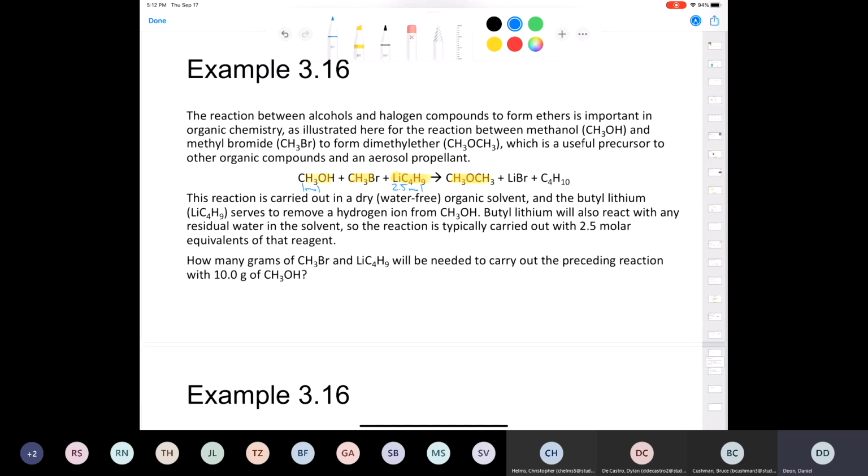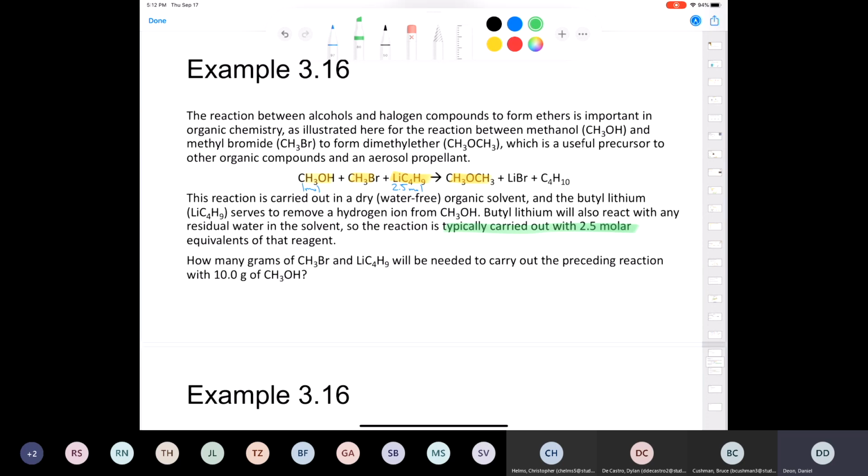Now you're like, well, that's not a balanced equation. No, it's just saying that you set the reaction up that way. You typically carry it out by adding too much, right? You add more than enough. So the question is, how many grams of methyl bromide and butylithium will be needed to carry out the preceding reaction if we start with 10 grams of methanol?